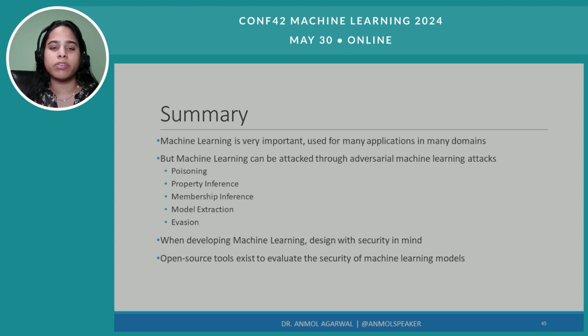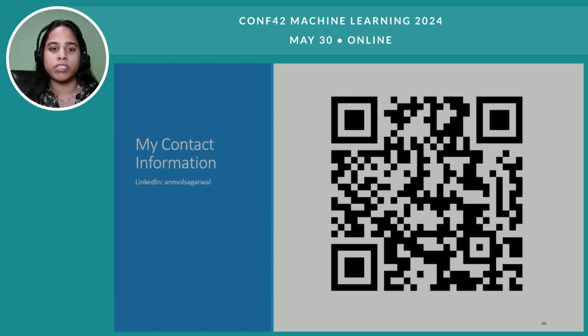In summary, we've learned a lot about adversarial machine learning, about the different attacks, as well as how to defend against them. Machine learning is very important. It's used for many different applications in many different domains, as we've seen. But machine learning can be attacked through adversarial machine learning attacks. When developing machine learning, design it with security in mind. And there are many open source tools that exist to evaluate the security of machine learning models. So that concludes this presentation.